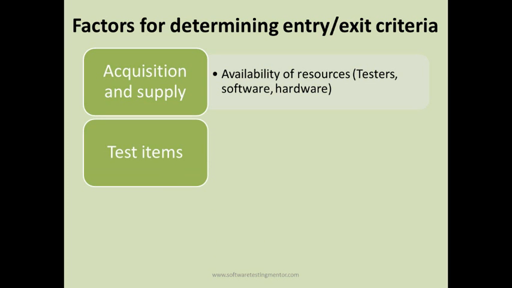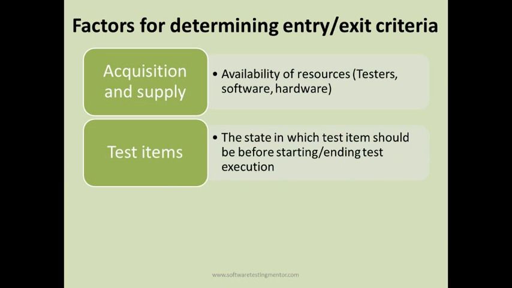Then test items is another factor for determining entry and exit criteria. So the state in which the test item should be before starting or ending test execution. For example, when you start the test execution, the build that you get from developers should pass the build verification test. That's an entry criteria for a test item, the build that you are going to test. And exit criteria can be that for the build, there is no severity 1 or severity 2 defect remaining for that specific build. So the test items define another factor for determining entry and exit criteria.